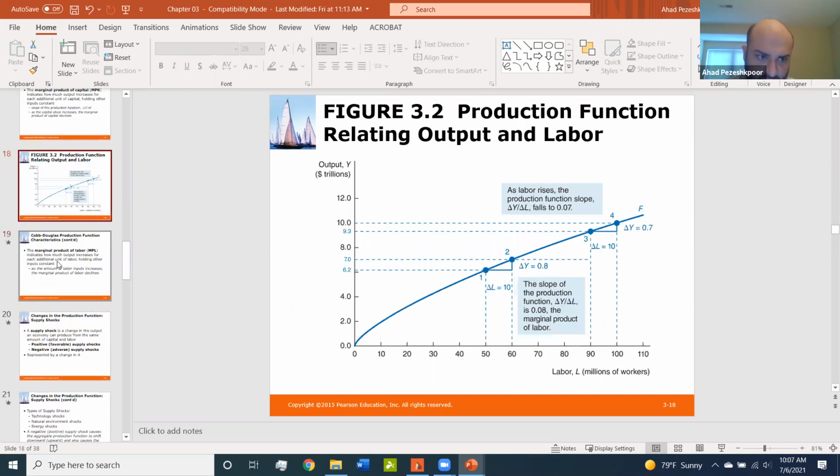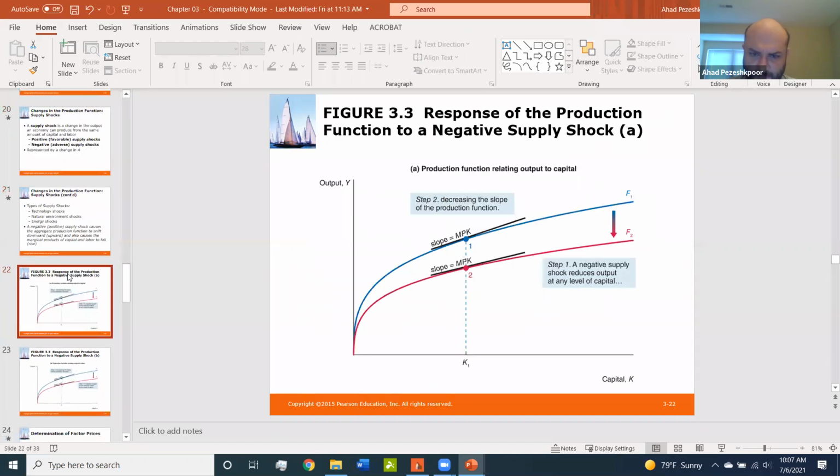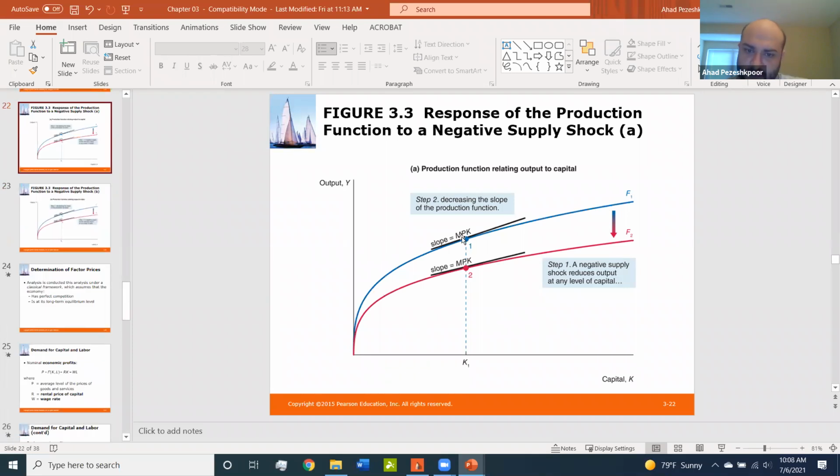So yeah, we talked about the functions, the derivatives. What else did we talk about? And we also talked about shocks. MPK, marginal product of capital. This is again the same as that derivative we took.